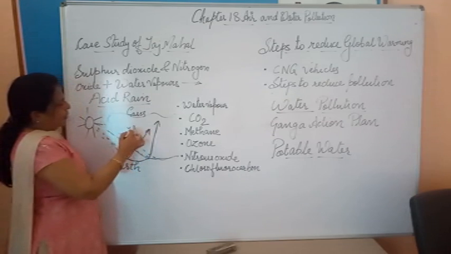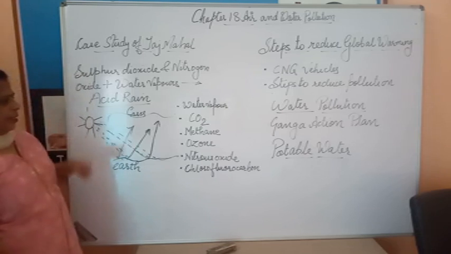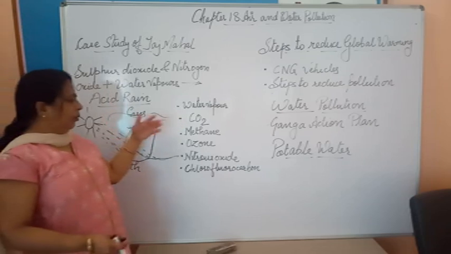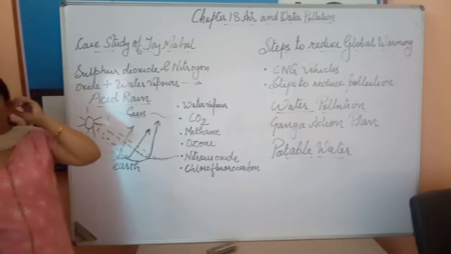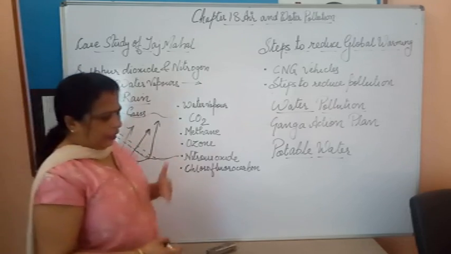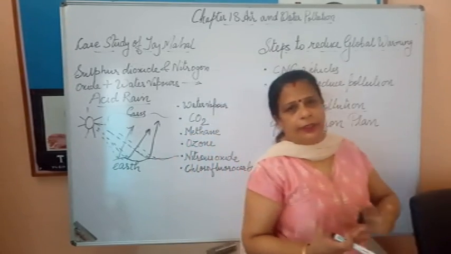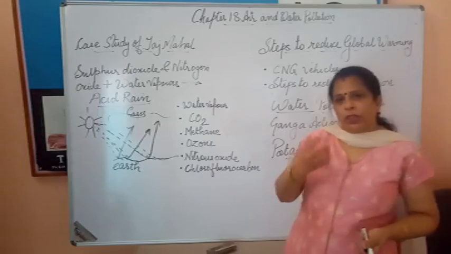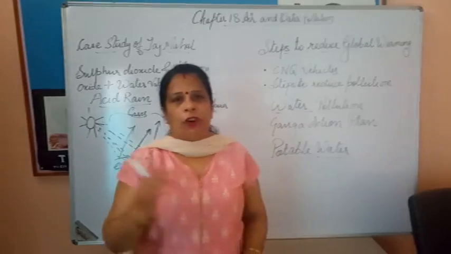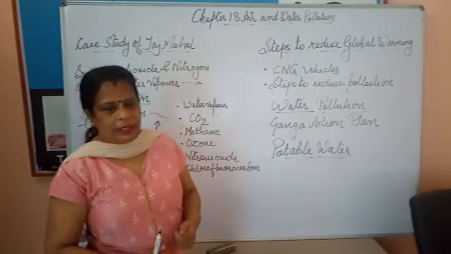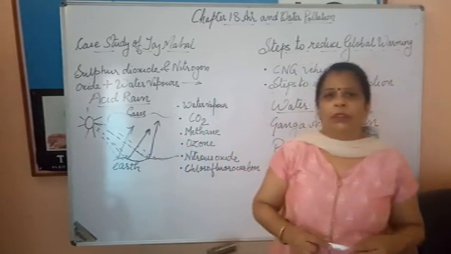So in this layer of the atmosphere, what is there? Different types of gases are present, such as CO2, methane, ozone, nitrous oxide, chlorofluorocarbon. So what these gases do, especially carbon dioxide, is trap this heat. Okay, and because of this trapping of the heat, what is happening? There is a lot of warming of the earth. Okay. So this process is known as global warming.